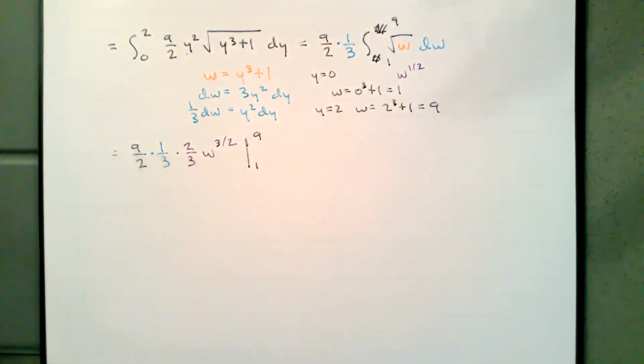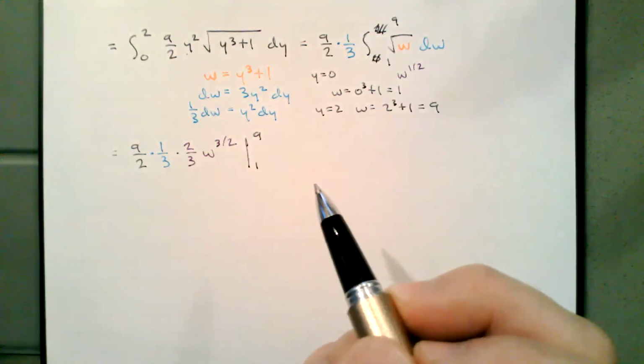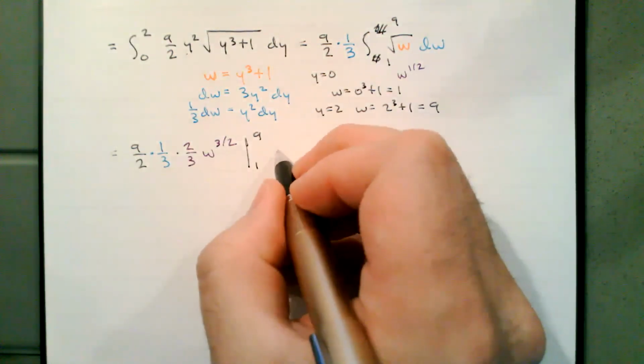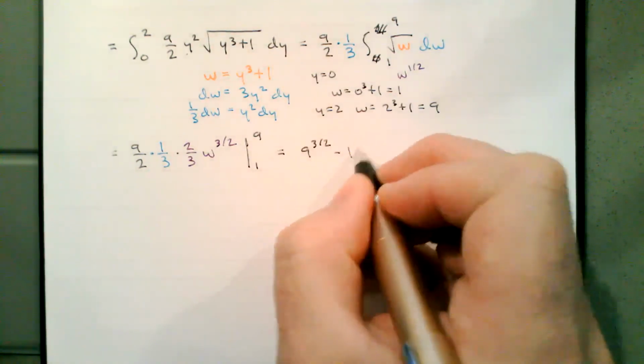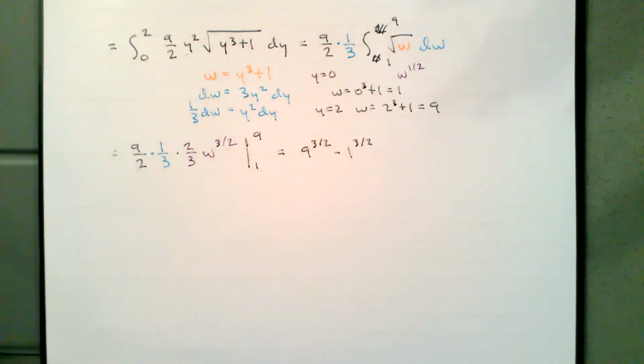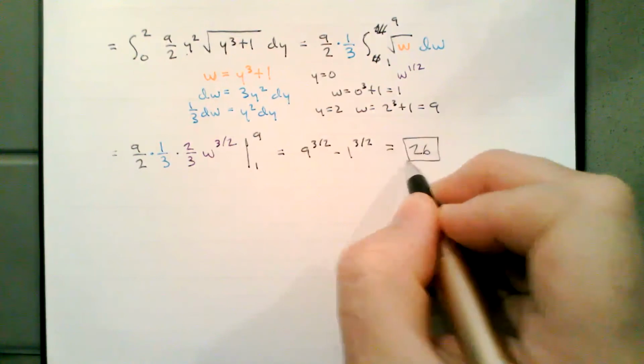Let's also take care of all this business. So 9 to, oh, that all cancels out. How handy. So I just get 9 to the 3/2 minus 1 to the 3/2. 26.